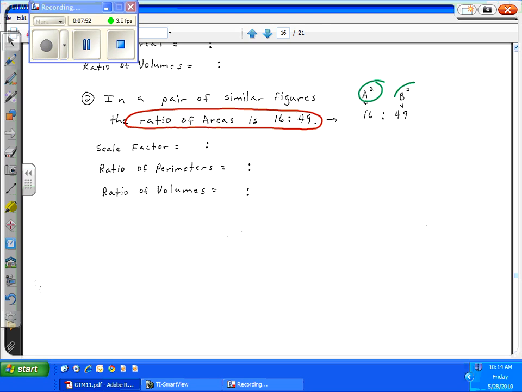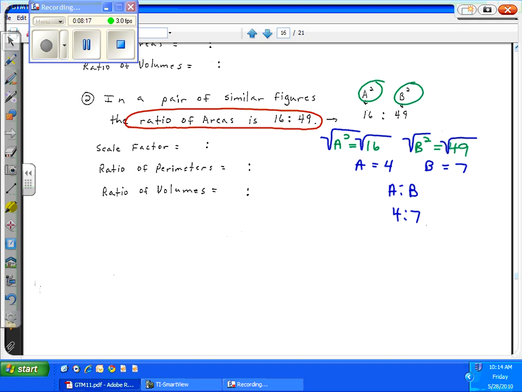A squared is 16, B squared is 49, so we could write out an equation, A squared equals 16, another equation, B squared equals 49. To solve, you would take the square root, and we would get A is equal to 4, take the square root, and get B is equal to 7. So the scale factor A to B is 4 to 7.